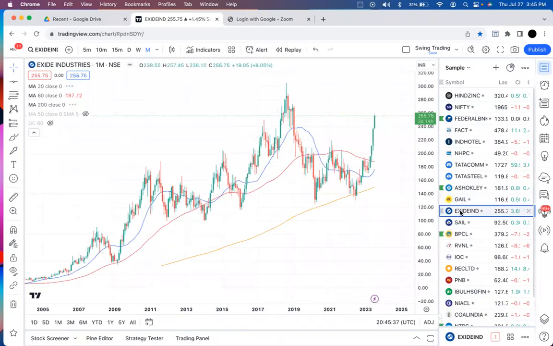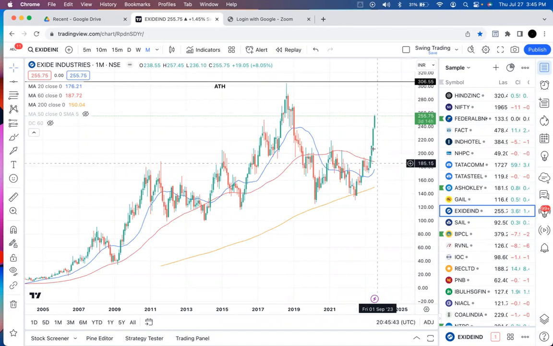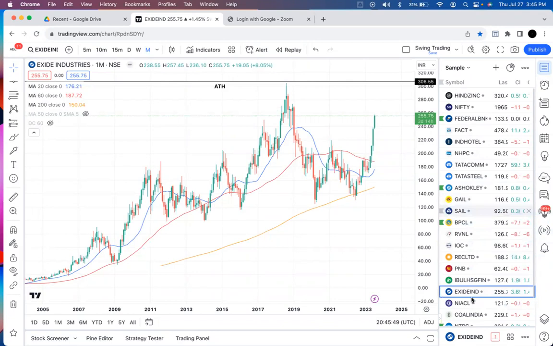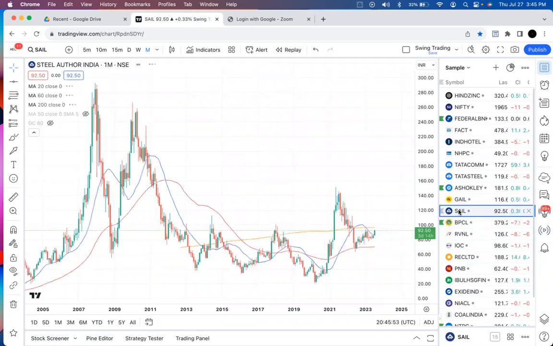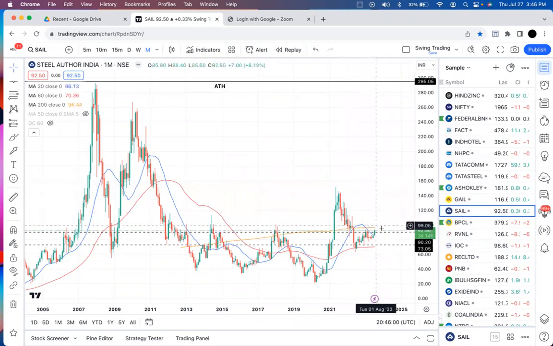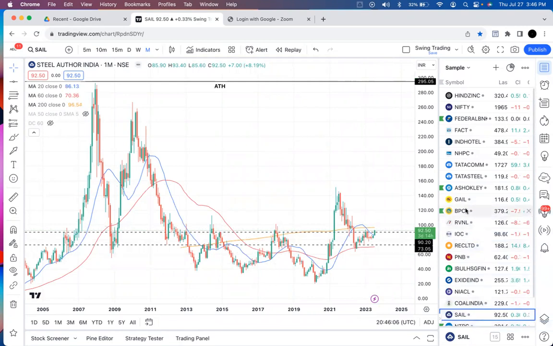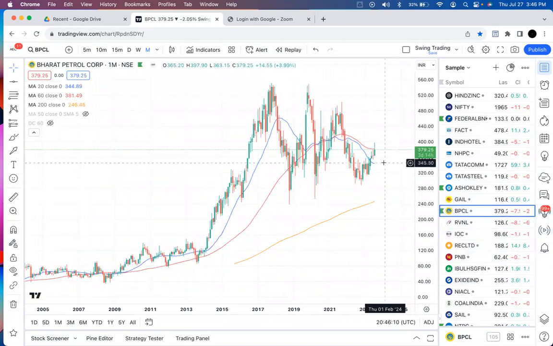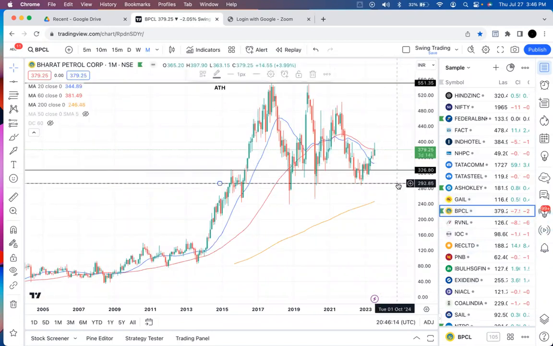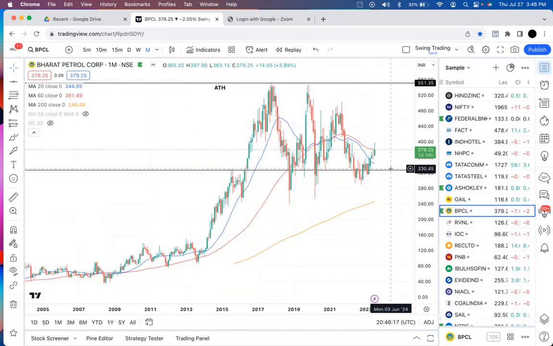Exide. All right, Exide Industries on the monthly, it's not looking good. But it is moving, so I will watch it and see if it's going to do anything different. SAIL, Steel Authority of India: the 200 is on the top. Look at that. Don't want that. I'm going to move it to the bottom. All right, BPCL. What is BPCL doing? The 20 is below the 60. I'm going to move that down as well. Get rid of these lines.